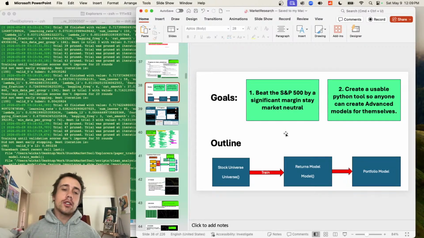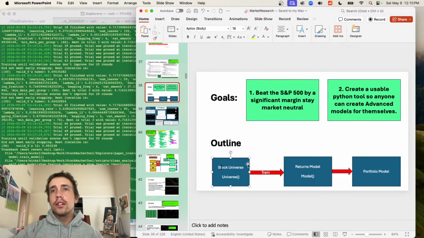Now I'm writing all of this code in Python, so I have a secondary goal, which is to create a usable Python tool that anyone can use to create these sorts of models for themselves. The tool's built out right now so that this whole thing in the outline, defining a universe, creating a model, and creating a portfolio strategy can be implemented in under 100 lines of code.